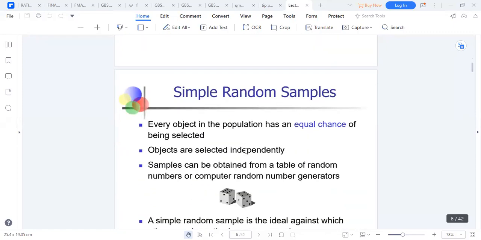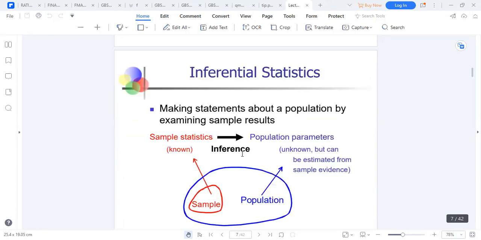So sampling has a number of techniques that you need to know. We have what we call simple random sampling. This is where objects are randomly selected independently to obtain a non-biased sample space.